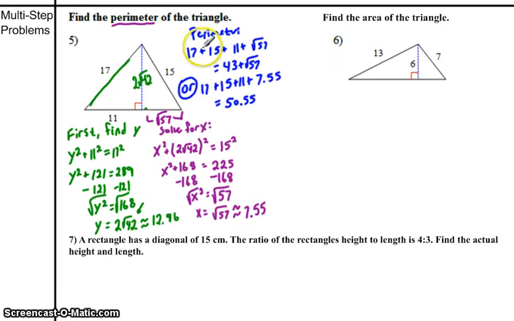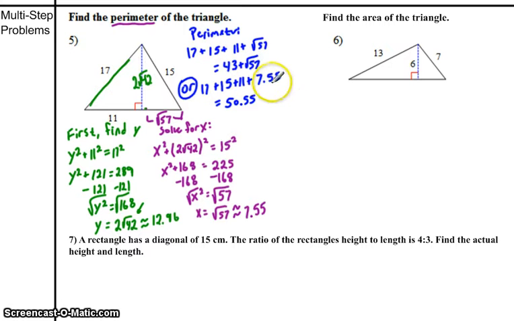And here we are. The perimeter is all the outside lengths added together. So that's 17 plus 15 plus 11 plus the square root of 57. If you keep that in exact form, we can't really add the square root of 57 to those whole numbers, so we'll have to leave it as 43 plus the square root of 57.